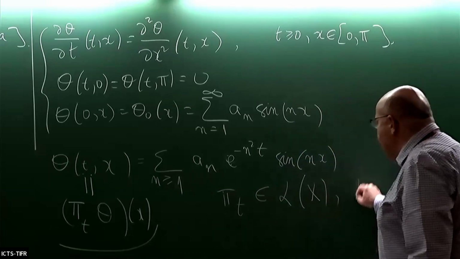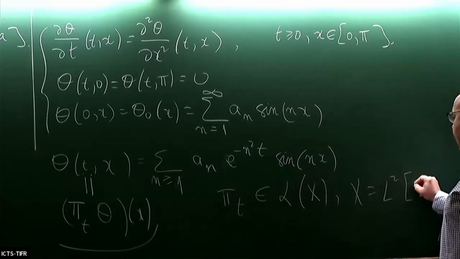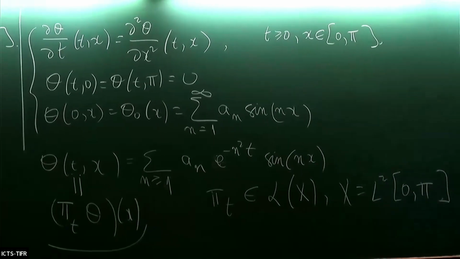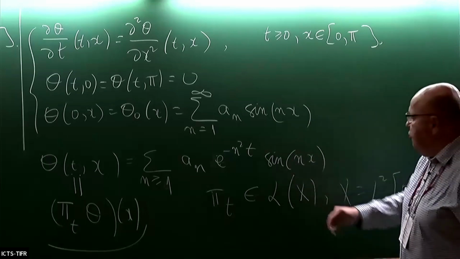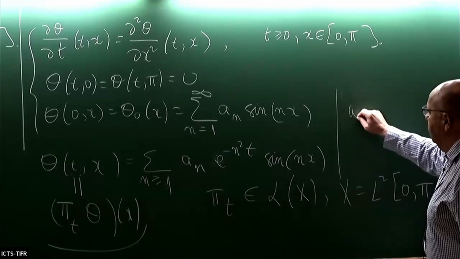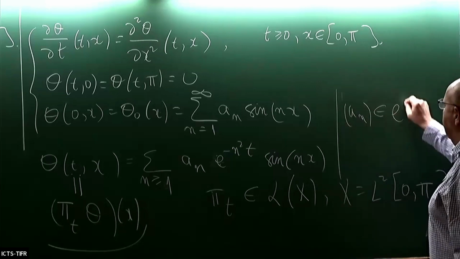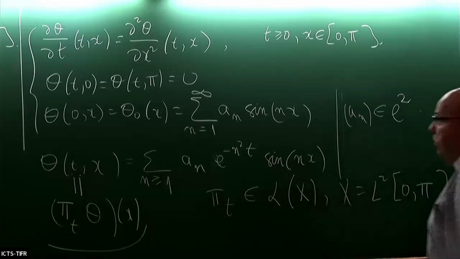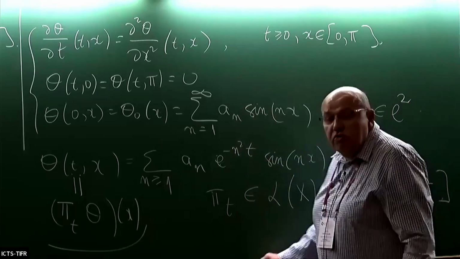act on capital X, where X is, for instance, L2 of 0 pi. Here I have multiple choices. In fact, the standard one would be L2 of 0 pi, which means that my Fourier coefficients a_n will be a small l2 sequence. But of course, I can take much smoother or less smooth spaces. It will still be a semigroup. This is a construction which will be explained immediately after. So these are examples where, in fact, I can construct directly the solution.